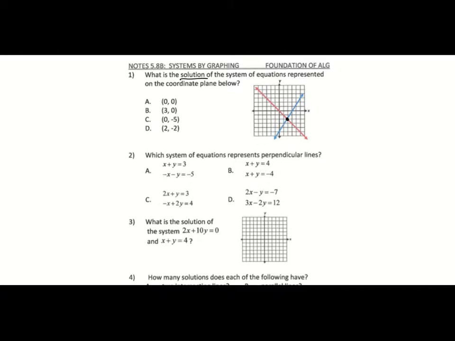So this point, if we count, we're going over 1, 2, and then we're going down 1, 2. So that means our point there is positive 2 in our x direction, negative 2 in our y direction. That would make our answer D.